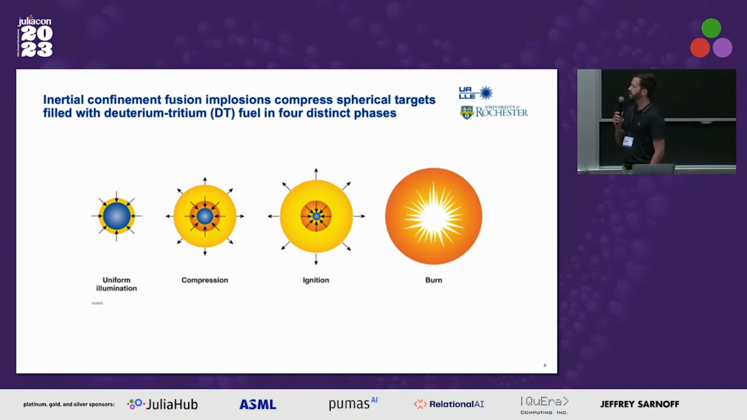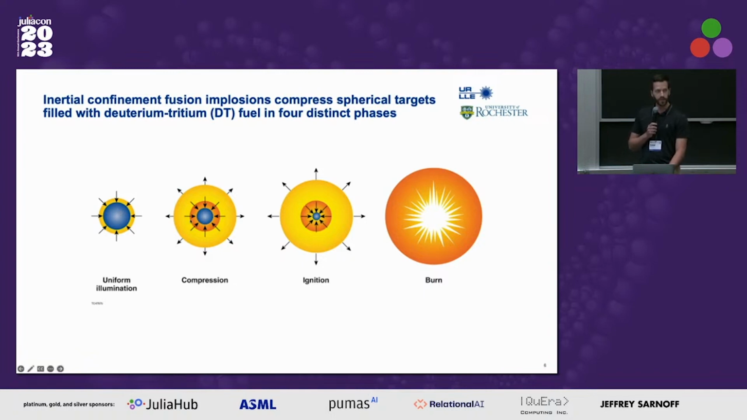In the first phase, we have uniform illumination. If we think about the direct drive case, your lasers directly illuminate the outside of your target. This is a plastic sphere. So you have the plastic melting on the outside. It drives this capsule inward like a rocket.